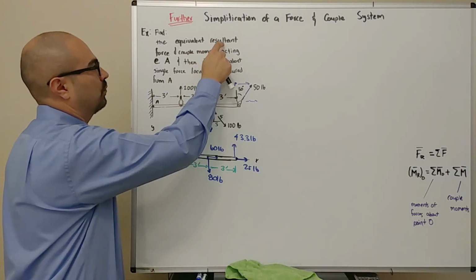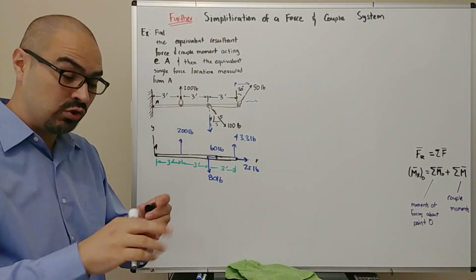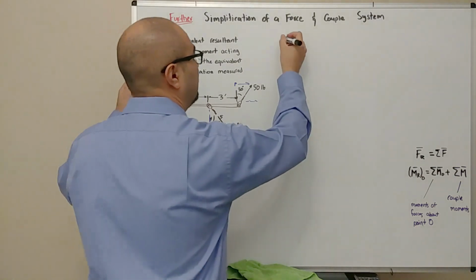So next we're going to go ahead and start calculating the resultant force. Remember, we're going to do it in two parts. First, the sum of the forces in the X direction.